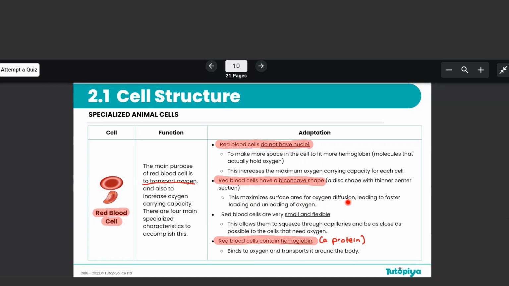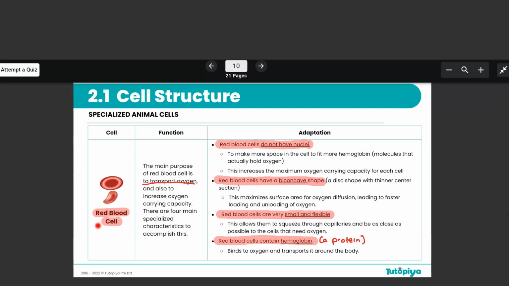And then the fourth unique feature shown by these red blood cells is that they are very small and flexible. See, the red blood cells need to go all around our body, even through the thinnest of capillaries. So the fact that they are small and flexible means that they are able to squeeze through these capillaries and deliver the oxygen to every single cell that requires it. So these are the unique features of the red blood cell, and that is the first specialized cell that you need to know about.